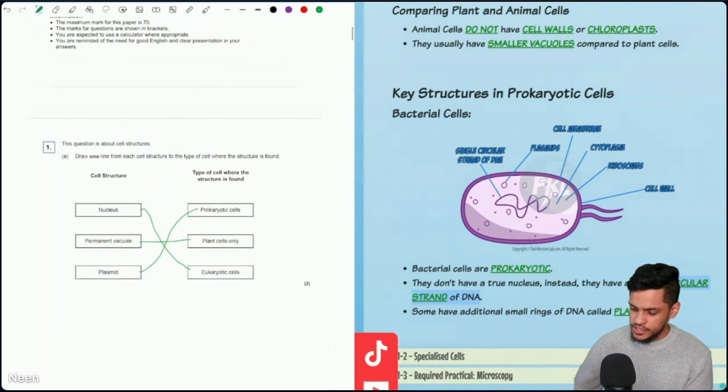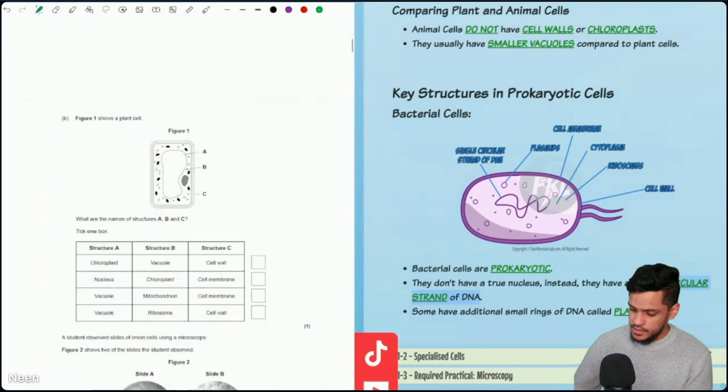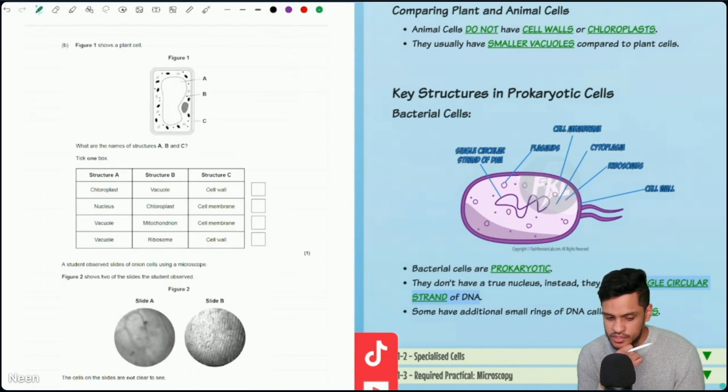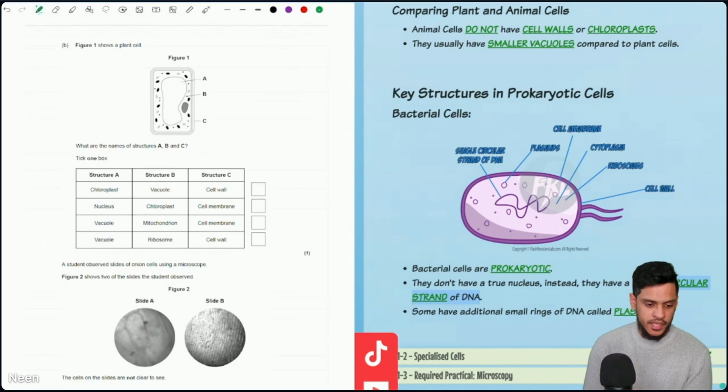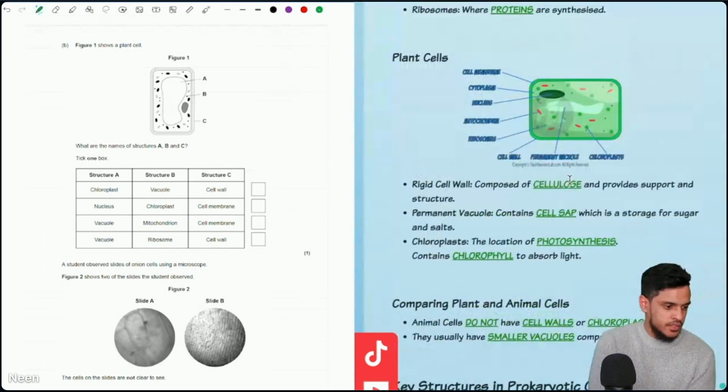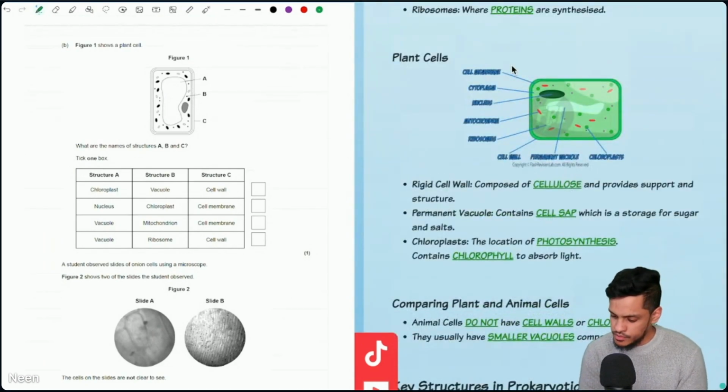So yeah, that's the first question. Next up, we've got a plant cell here. What are the names of structures A, B, and C? All good? Okay, nice. So plant cells, here's a diagram of plant cells from the notes that I was talking about.